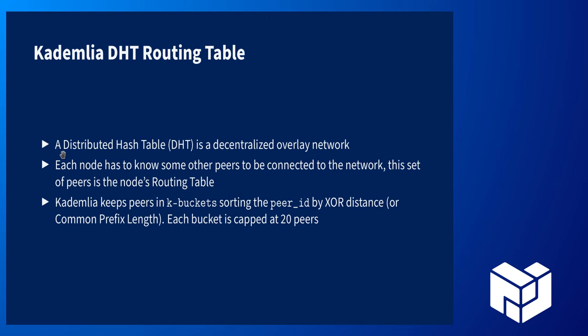So Kademlia is a distributed hash table, which is basically a decentralized overlay network in which there is no central peer. Each node has to know at least some of the other peers participating in the network just to be connected, and this set of peers is called the routing table. In the Kademlia implementation, all of the peers in this routing table are sorted in what are called K buckets, which are defined by the XOR distance between a peer ID and another peer ID. Each bucket is kept at 20 peers.